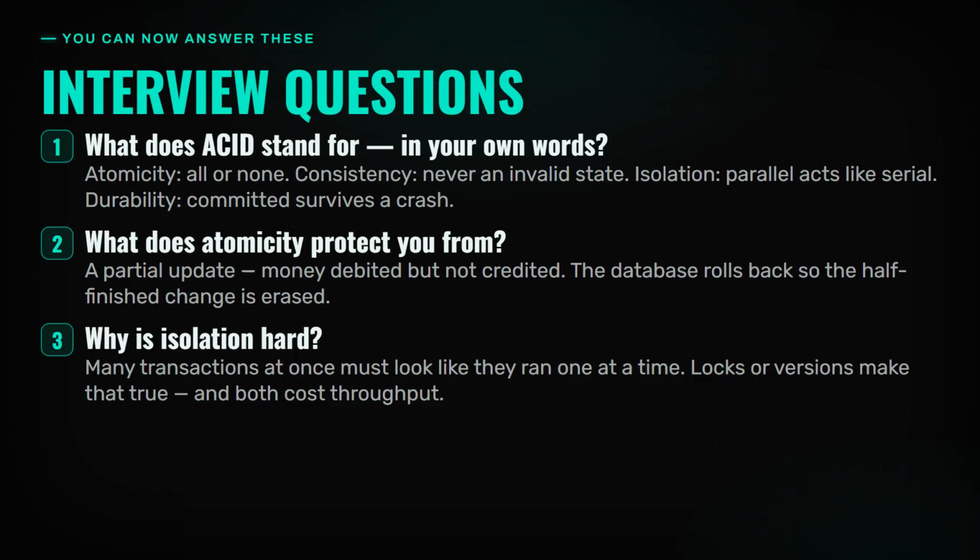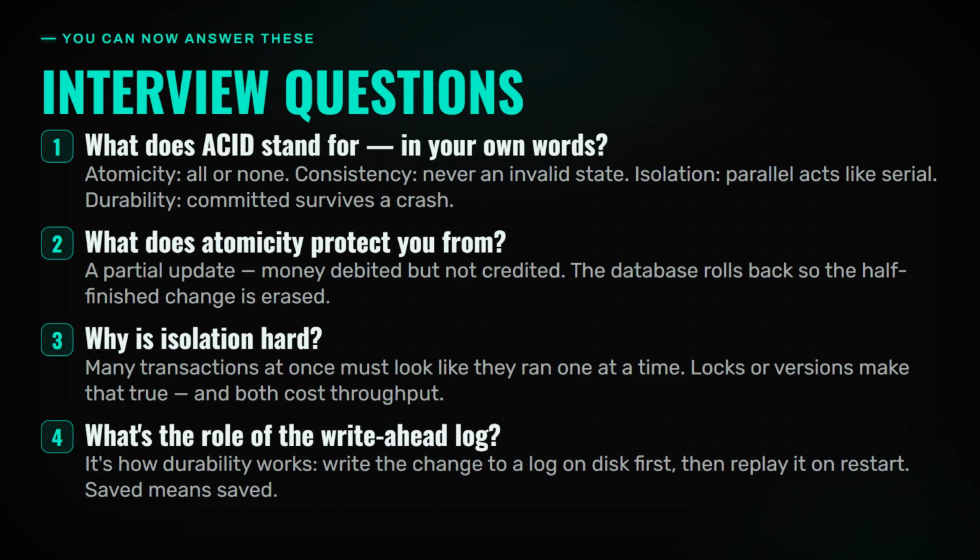Question 3. Why is isolation hard? Because the database has to make many transactions running at the same time look like they ran one at a time. To do that, it uses locks or versions, both of which cost performance. Stronger isolation means more correctness and less throughput.